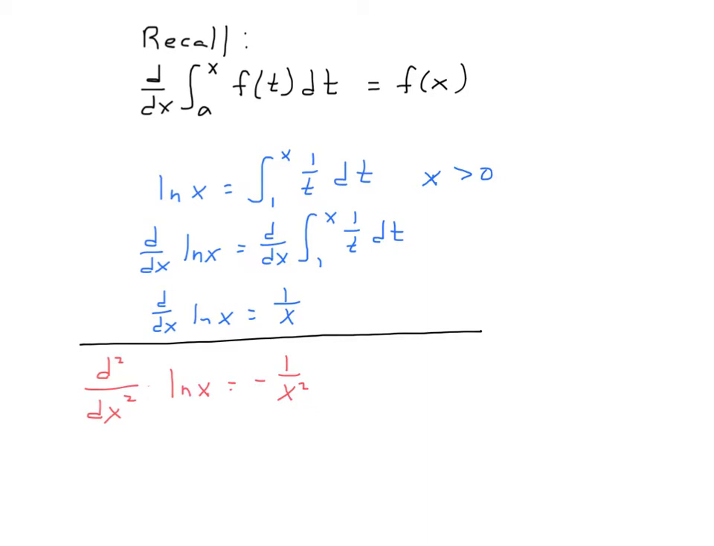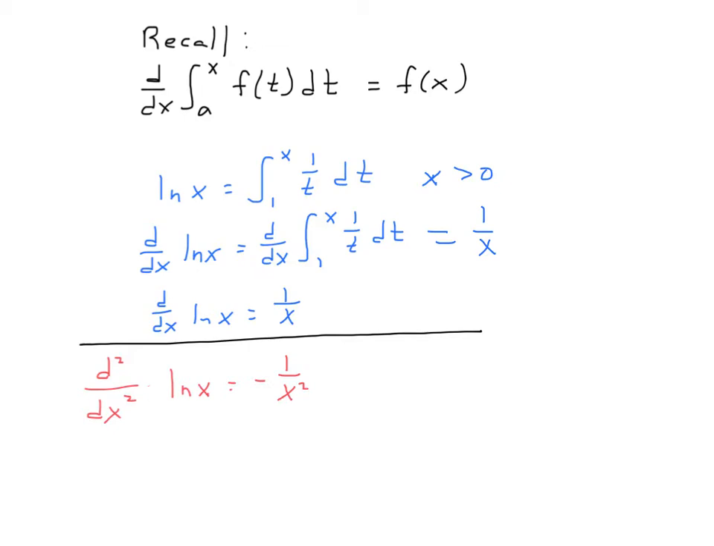Now when we look at the natural log, we've defined the natural log as equal to this definite integral, the integral from 1 to x of 1 over t dt, where x is greater than 0. So I can just take the derivative of both sides. I now have the derivative of the natural log of x equals the derivative of the integral from 1 to x of 1 over t dt. By applying this version of the fundamental theorem of calculus, I know that this is equal to 1 over x. Therefore, the derivative of the natural log of x is equal to 1 over x.